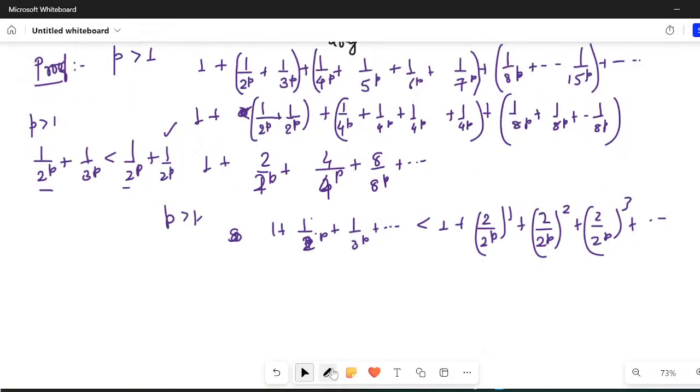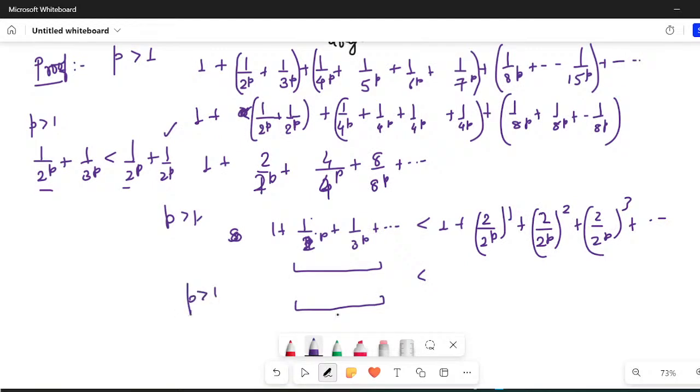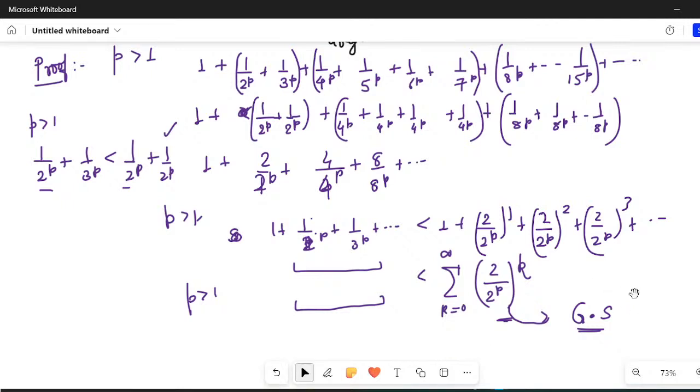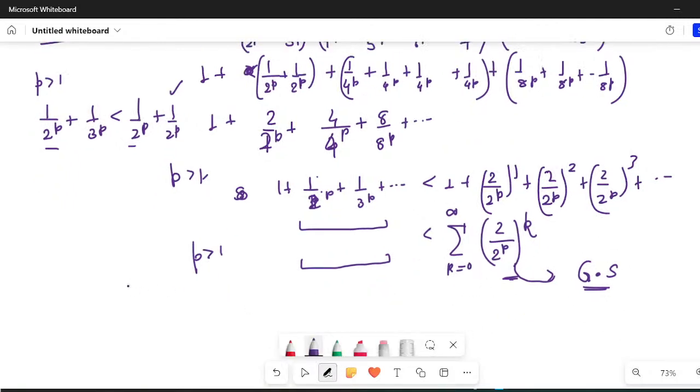Or in other words, I can say this particular series whose convergence I'm talking about, for all p greater than 1, is less than the summation of 2 upon 2 to the power p raised to power k, k varies from 0 to infinity. What do you think this particular series is? Don't you think that this particular series is a geometric series? And it is convergent only if 2 upon 2 to the power p is less than 1, which implies 2 to the power p is greater than 2, and which implies p should be greater than 1. So if p is greater than 1, then this is convergent, which indeed is the case that we are discussing.